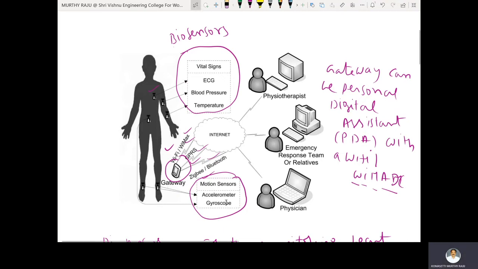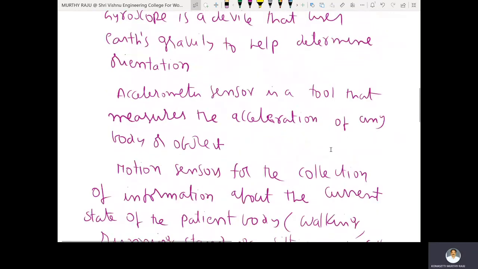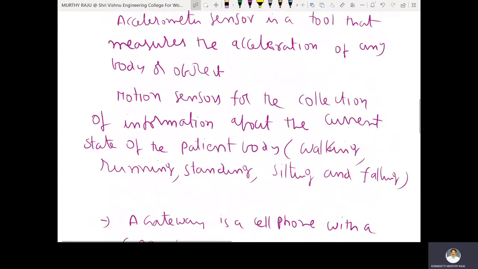Finally, that information reaches the doctor. That means the hospital site, the hospital area. Some emergency team, here the emergency response team or relatives. The emergency team can provide immediate help in the event that an elderly person falls in his or her home.